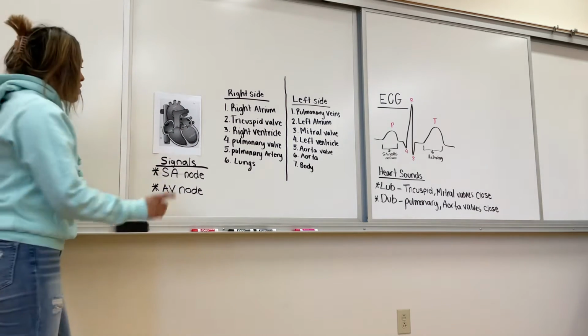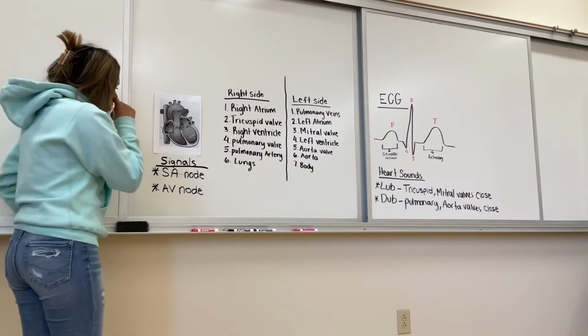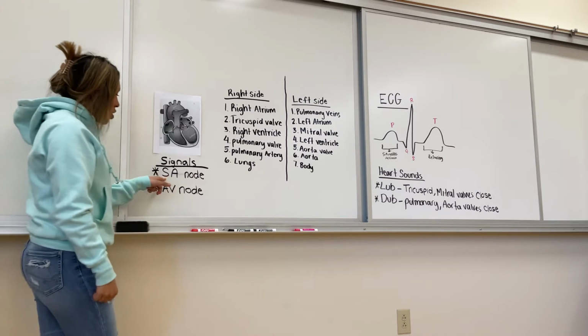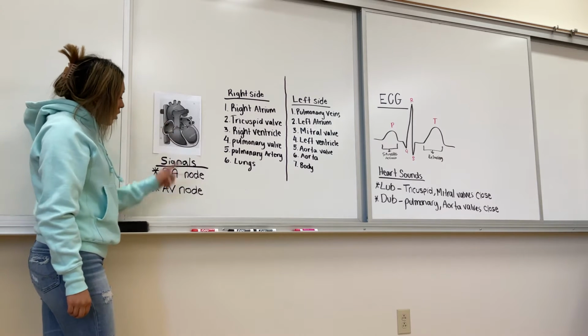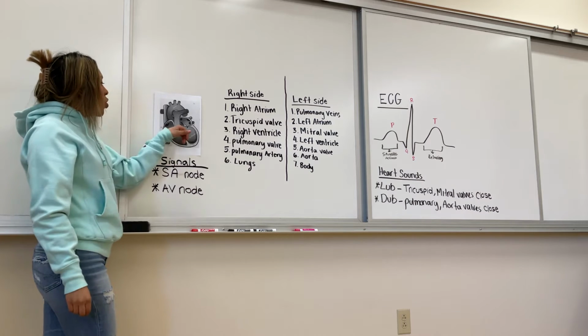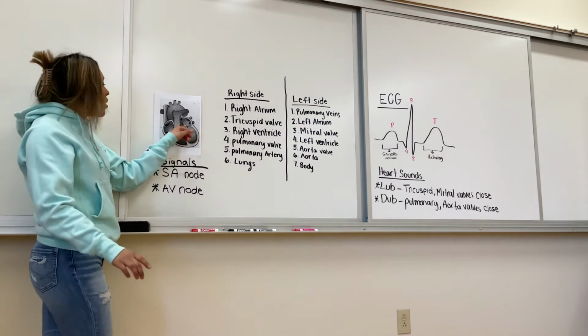Now we're going to talk about the signals of your heart. We have two types of signals. First of all, it's called the SA node, which is located right here in the corner. Then we have the AV node, which is located here, towards the center.